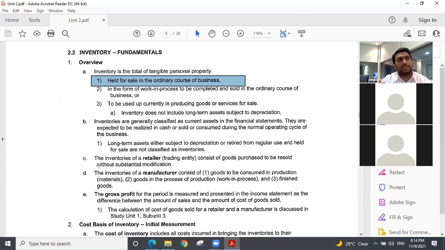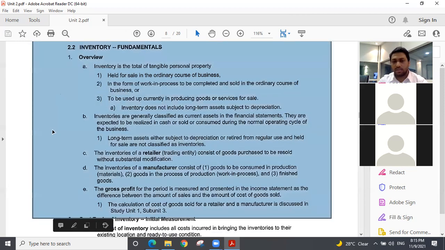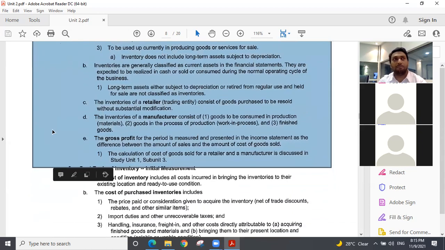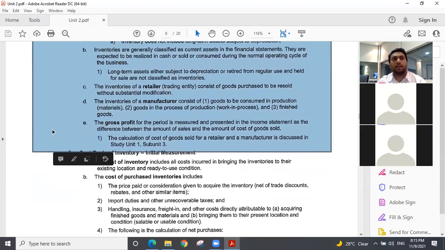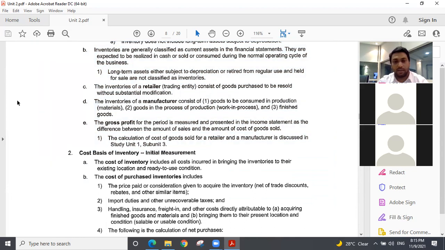Then the inventory of a retailer consists of goods purchased to be resold without substantial modification. So when a retailer purchases some products, he never does substantial modification. He might repack it or put it in another packing or something like that.